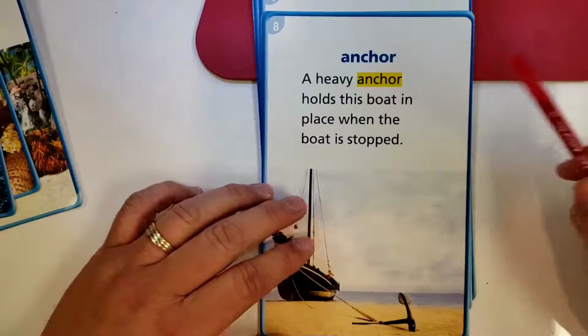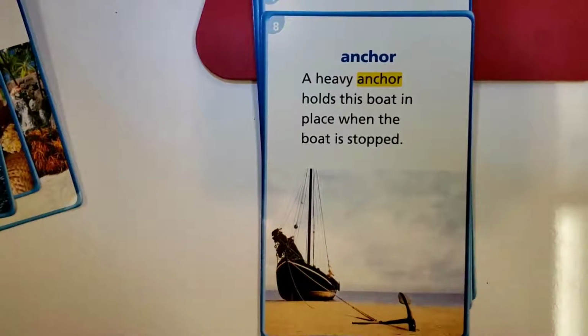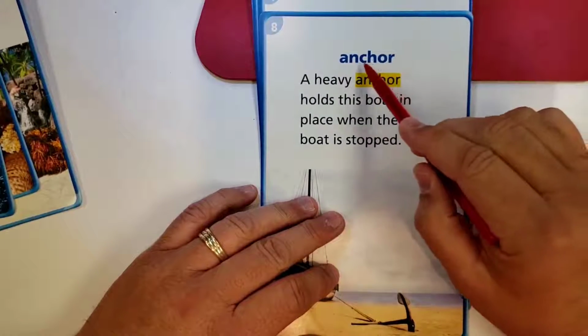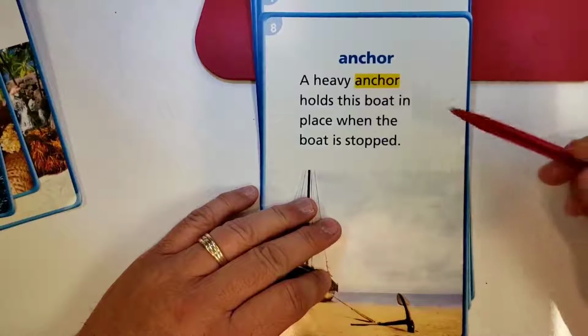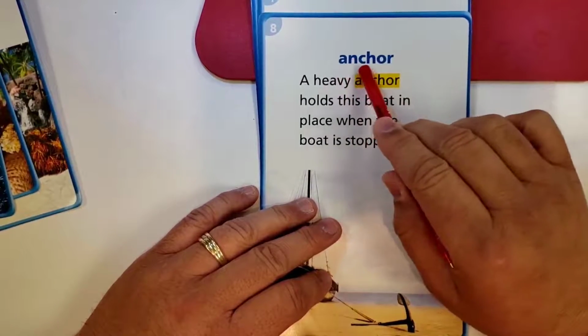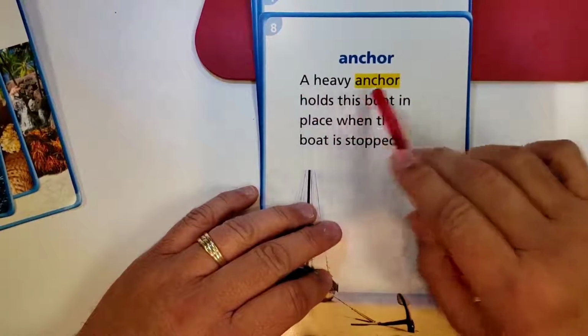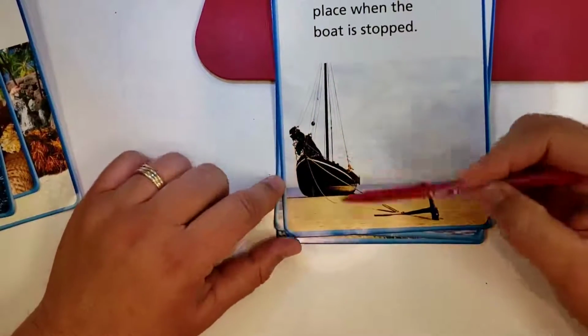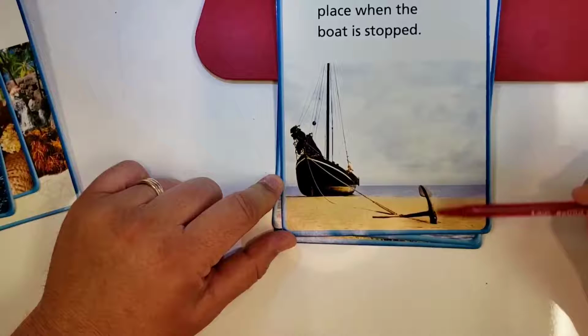Another word that you might think of is the word ache, like I have a stomach ache. An ache is A-C-H-E, and CH can make that k sound every now and then too. So on this one, we have anchor. A heavy anchor holds the boat in place when the boat is stopped. So if you look, here's the boat, and this is the anchor.